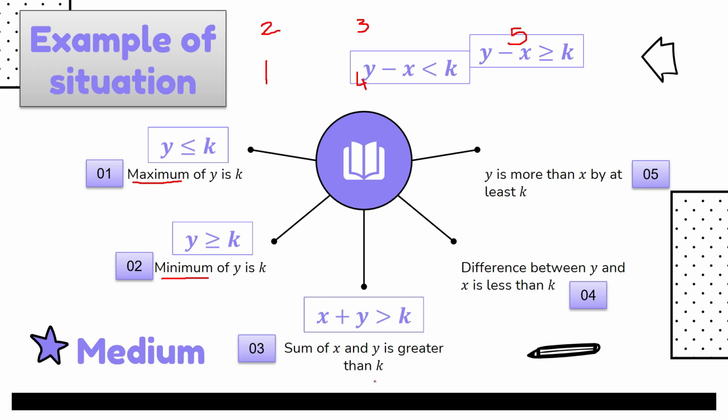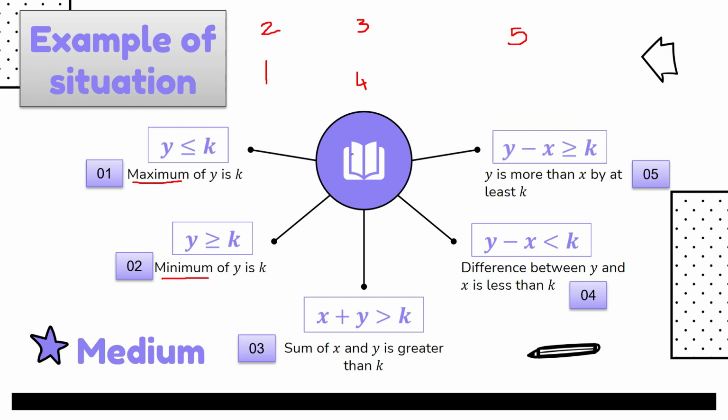And the fourth one is Hanania. Her answer is also correct: y minus x lower than k. Why is this y minus x? Because it is the difference between y and x, so it involves subtraction. And the last one, Jamilia, also answered correctly. Y is more than x by at least k. Y is bigger than x, that's why it involves subtraction, and at least is represented by this symbol.